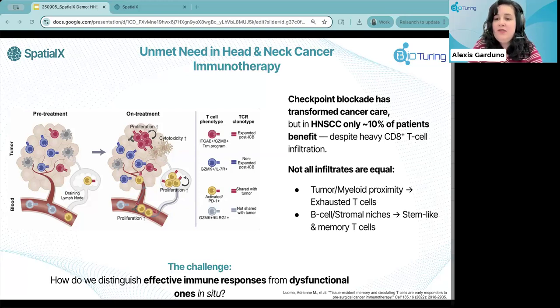That's the idea I wanted to briefly give you of what we are going to explore today, really trying to understand the critical unmet need in head and neck squamous cell carcinoma, and how we can distinguish immune responses from dysfunctional states in situ, actually looking at the tissue architecture. Okay.